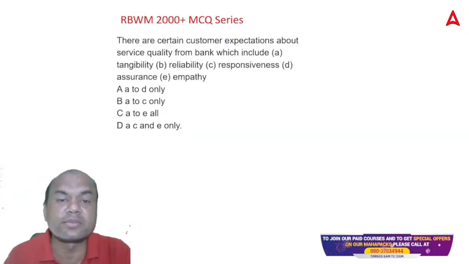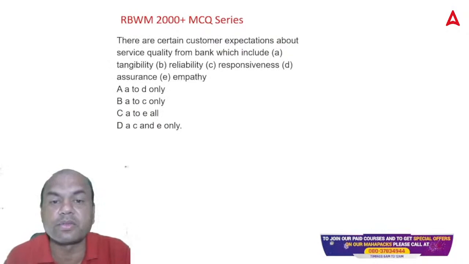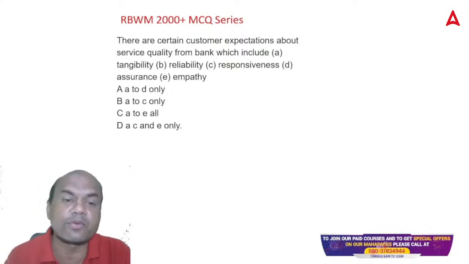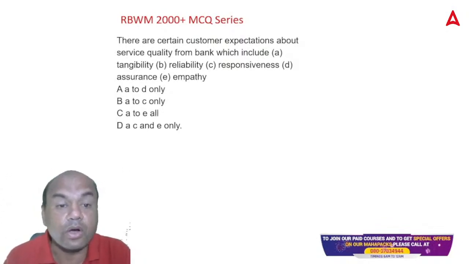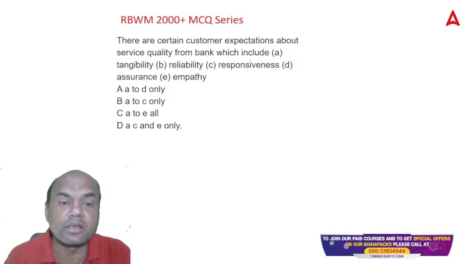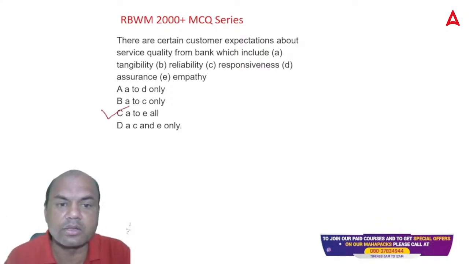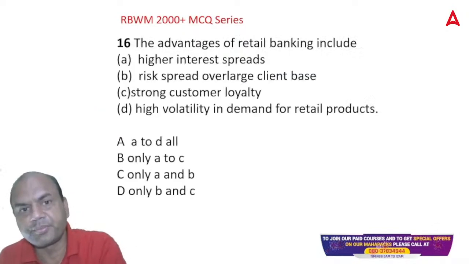There are certain customer expectations about the service quality of the bank, which include tangibility, reliability, responsiveness, assurance, and empathy. So what do the customers expect from the bank? All of them, correct? A to E, all of them, okay?